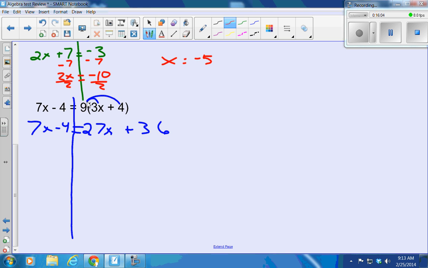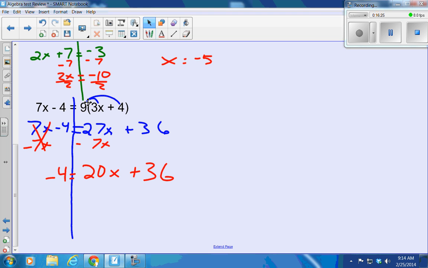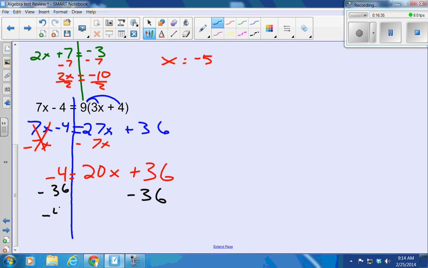Move my smaller variable first. My smaller variable is 7x. The opposite of 7x is negative 7x or minus 7x. That crosses that out. All I have left on this side is negative 4. 27x minus 7x is 20x plus 36. I am two-step algebra now. Start with what's not attached to my variable. That is minus 36, minus 36. That gives me negative 40. Cross it out, equals 20x, and now my math isn't too bad.